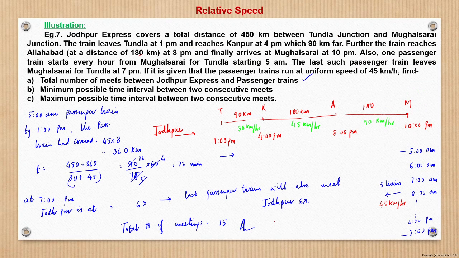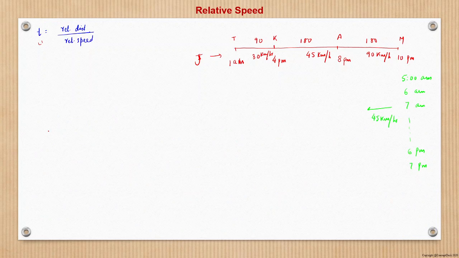The first meet we had calculated: the first train had met at 72 minutes after 1 p.m. So the first meet is 1 p.m. plus 72 minutes, which is 1 hour 12 minutes. So the first meet is at 2:12 p.m. Right? So somewhere around 2:12, the two trains meet, right at this junction, at this point.